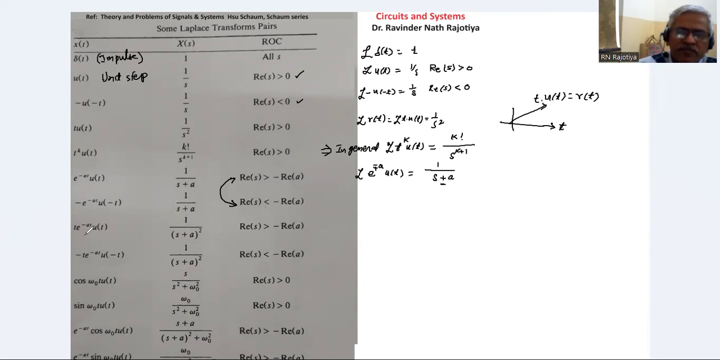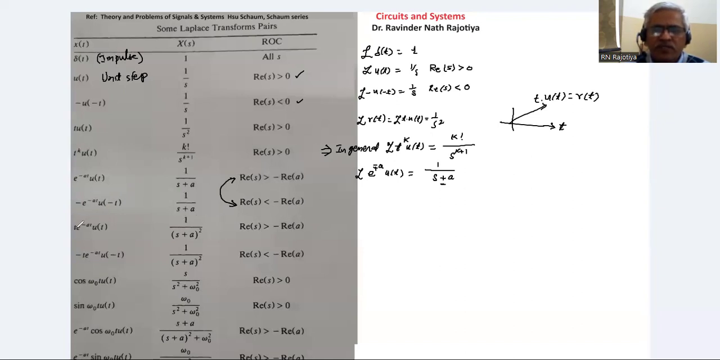Then we come to the next one, t e power of at. You know what is t into ut? You found that it's equal to 1 by S power of k plus 1. Now if it is also multiplied by e power of minus at, the Laplace will be equal to 1 over S plus A square, and the ROC is real part of S is greater than the negative of the real part of A.